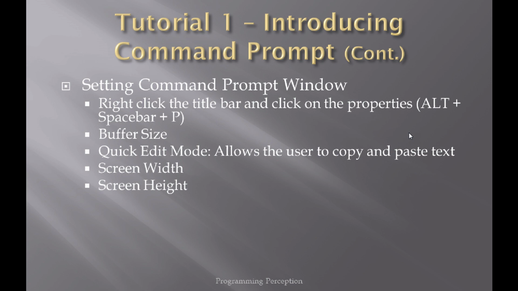For that, on the command prompt window, just right click the title bar and click on the properties option. Or you can take help of a shortcut Alt, Spacebar and P. You have to press these three keys together, Alt, Spacebar and P, and that properties window will open.